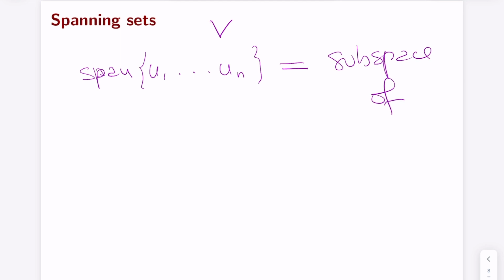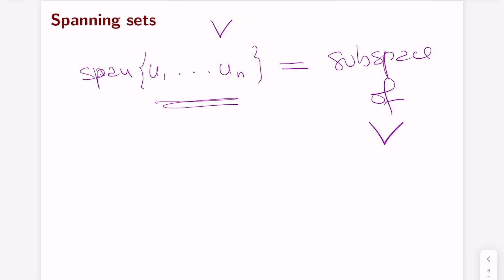Another example of subspaces are going to be spanning sets. Any spanning set is always a subspace. So if we have a certain vector space V and we have certain vectors inside of V, let's say u1 to un, the space that they span is always a subspace of V.